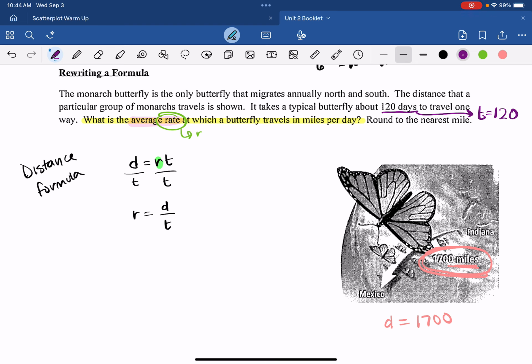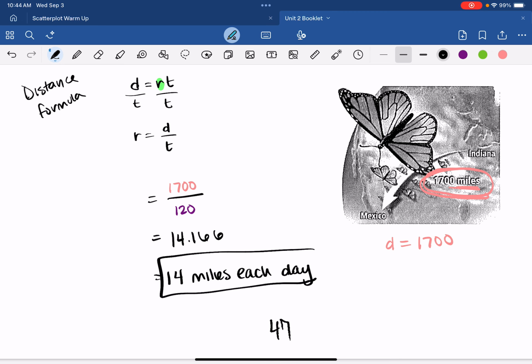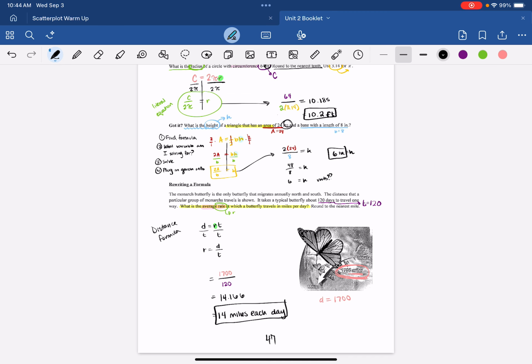So now let's plug this into our formula. My distance was 1,700. My time was 120, so I divide these two. I'm going to get 14.166, I think. We'll round it, 14 miles each day. That's its rate. And there you have it.